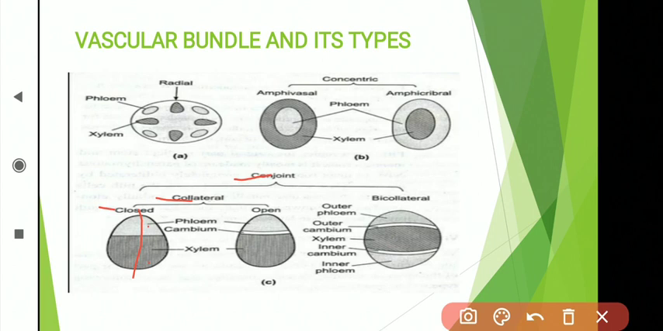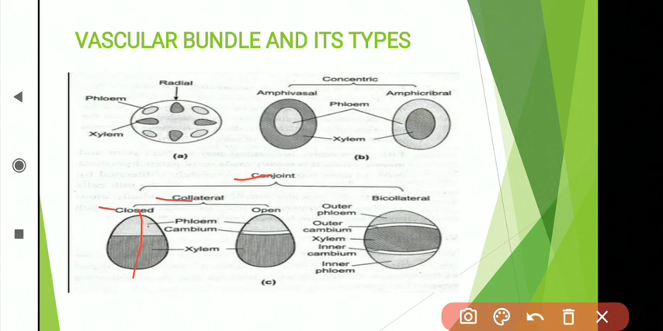So there is no cambium present in between the xylem and phloem, and such vascular bundles are present in monocot stem, for example maize and jowar. And because there is no cambium and the xylem and phloem are at the same radius, that is collateral, as well as there is presence of both the tissues, that's why it is called a conjoint collateral closed type of vascular bundle.